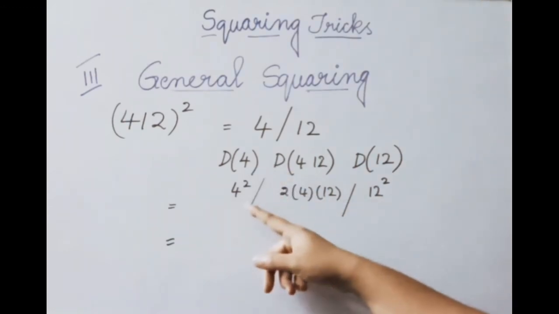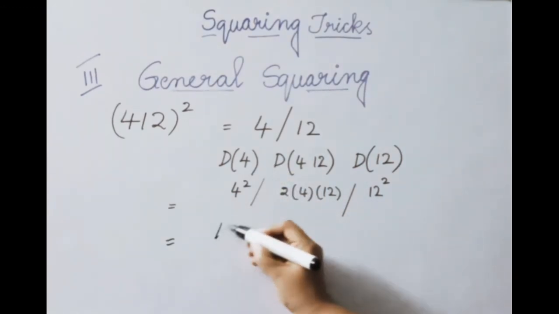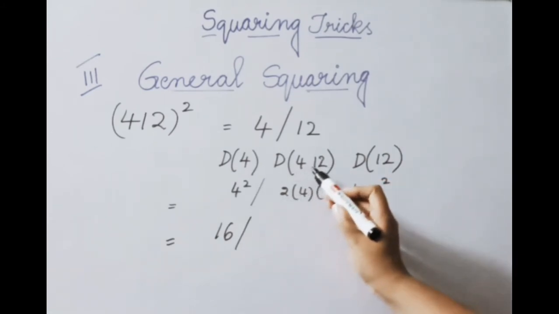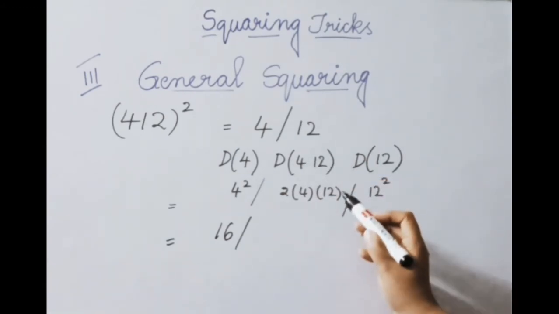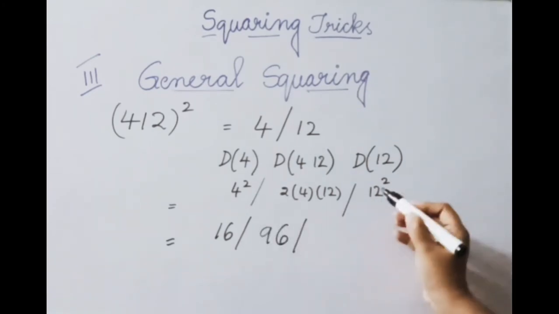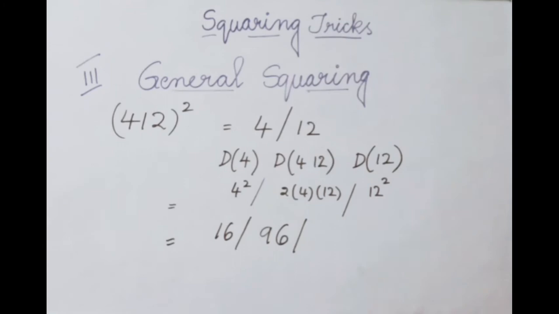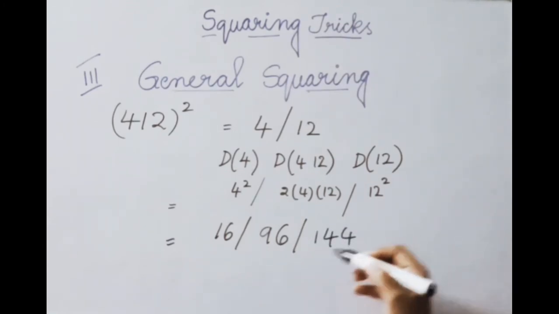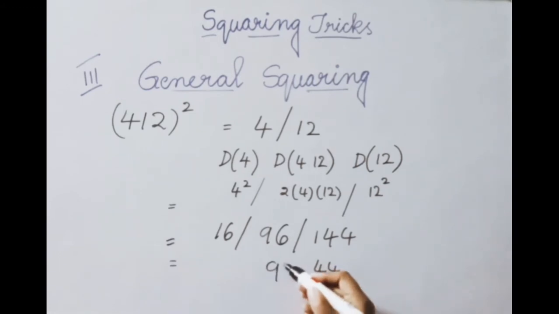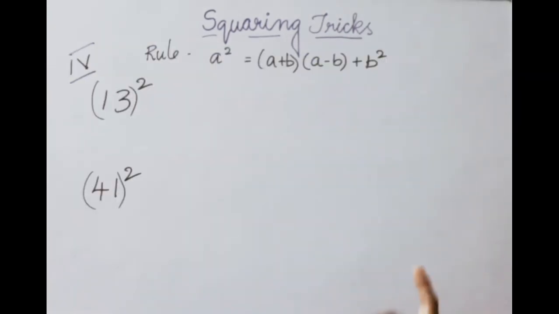See now, duplex of 4, that is 4 square, means 16. Next duplex of 412, that is twice the value of 4 multiplied by 12. So 12 4s are 48, 48 2s are 96. And the last one, duplex of 12, that is 12 square, means 144. So our answer is 44, carry 1. So 96 plus 1, 97, and write down these two values. So our answer is 1,69,744.